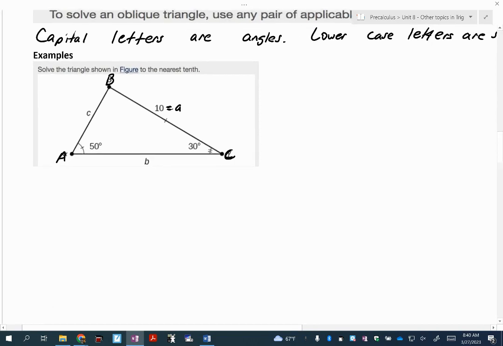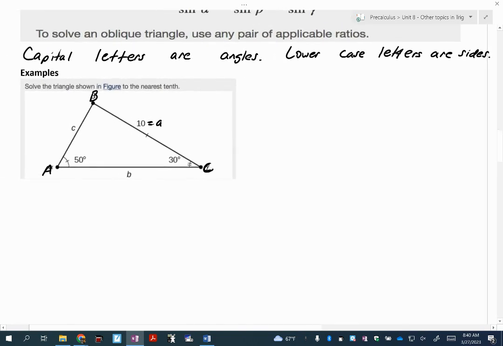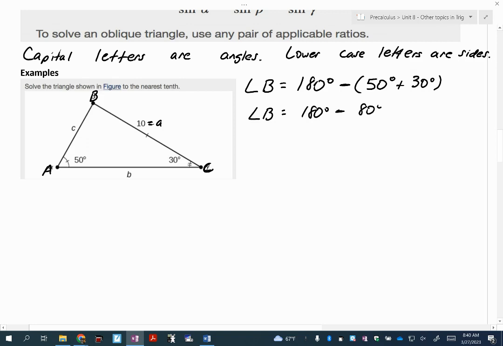So we know two angles. And the first thing I do, if I know two angles, and you guys learn this in geometry, if you know any two out of three angles in a triangle, you can find the third one. So angle B is going to be 180 degrees minus the sum of the other two, 50 degrees plus 30 degrees. So you add those together, you get 80, and 180 minus 80 is 100. So angle B is going to be 100 degrees.